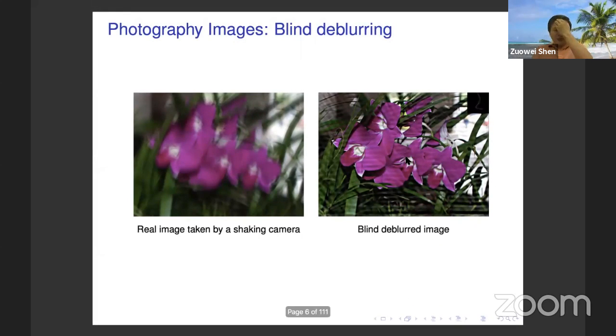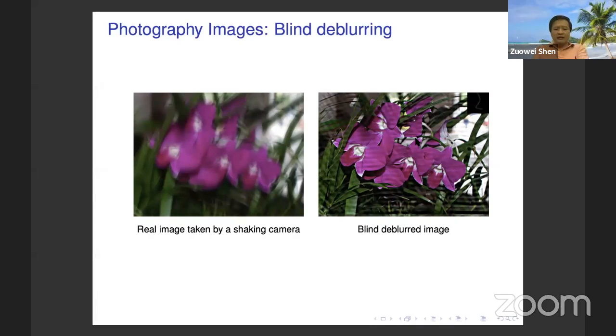Next photography image application is deblurring. In fact, it's blind deblurring. An image can be blurred for all kinds of reasons, and the image given here was blurred by a shaking camera. So this is the recovered image.